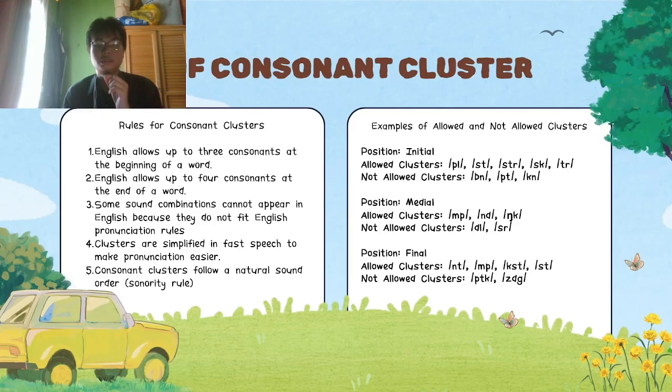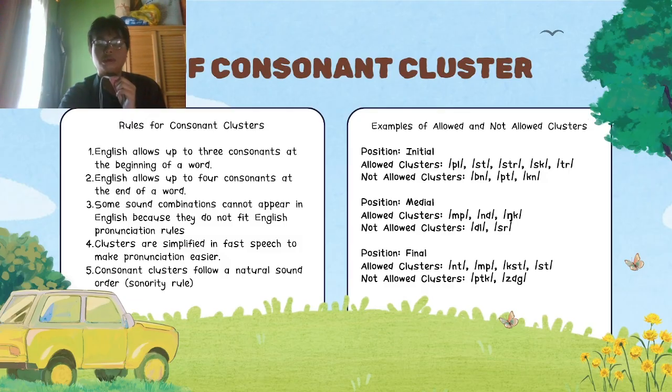The sonority rule: sounds move from least open to the most open near the vowel. For example, in STR, S is a fricative, T is a stop, and R is a liquid. And then there are examples of allowed and not allowed clusters by position. In the initial position, allowed clusters are PL, ST, STR, SKR. The not allowed are BN, PT, and KN.